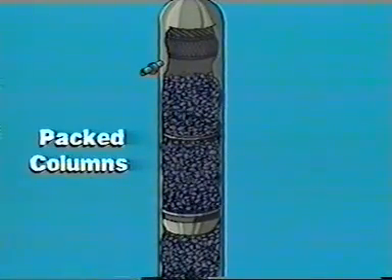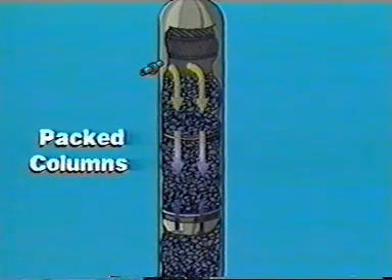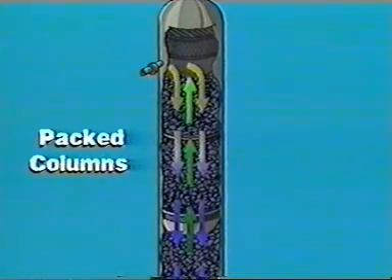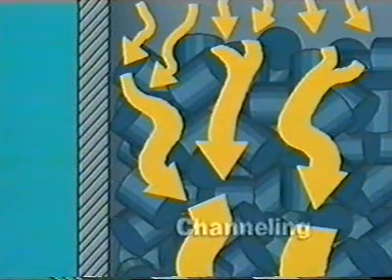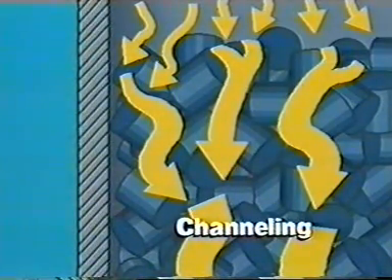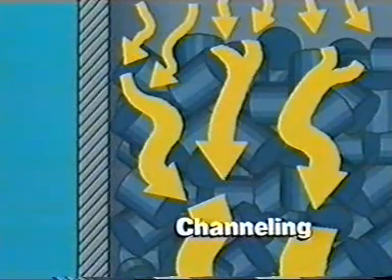Packed columns utilize the same process as tray columns, where liquid glycol flows down over the packing and the gas flows up through the packing. Packed columns are less expensive. However, they tend to channel and have poor flow distribution. Channeling is when the liquid glycol flows in streams throughout the random packing. Channeling limits the surface area where the glycol and gas come into contact.